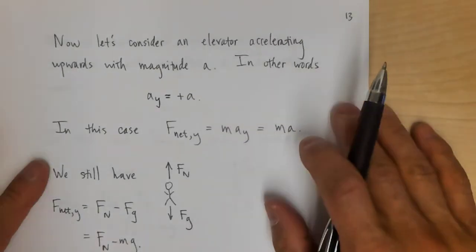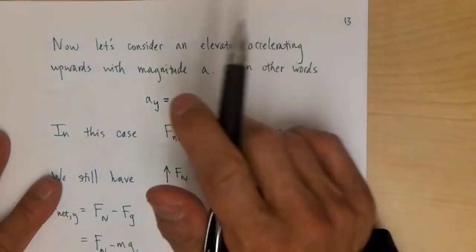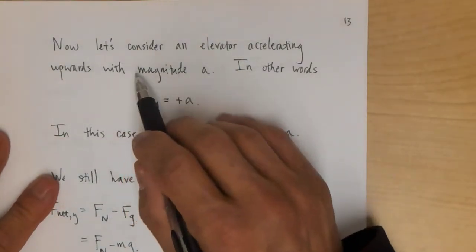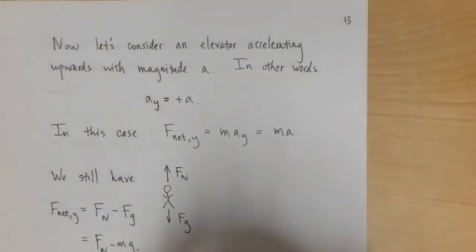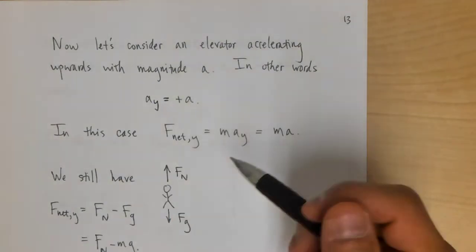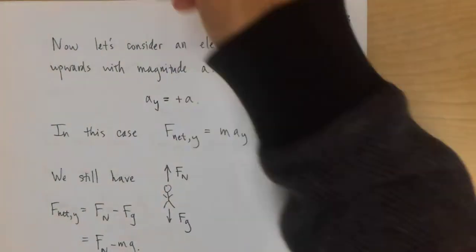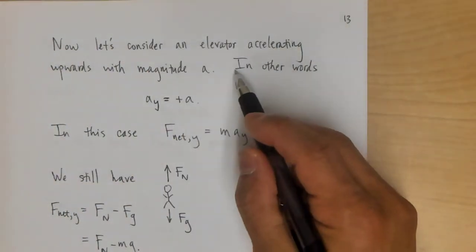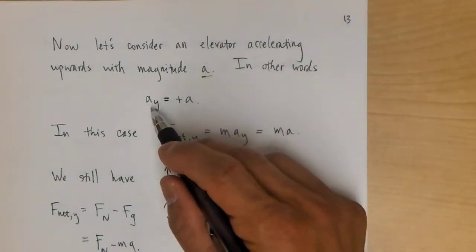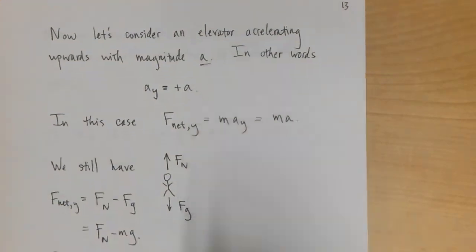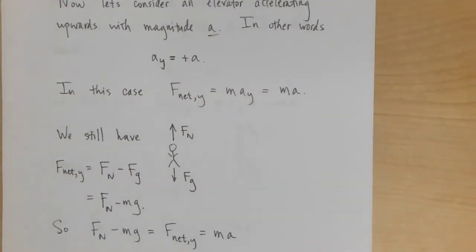However, let's make life a little bit more interesting, and let's consider an elevator accelerating upwards with magnitude a. So the elevator is going up and getting faster. It's not constant speed, it's getting faster going up, and the magnitude of the acceleration is a. In other words, ay is equal to a, a positive number.